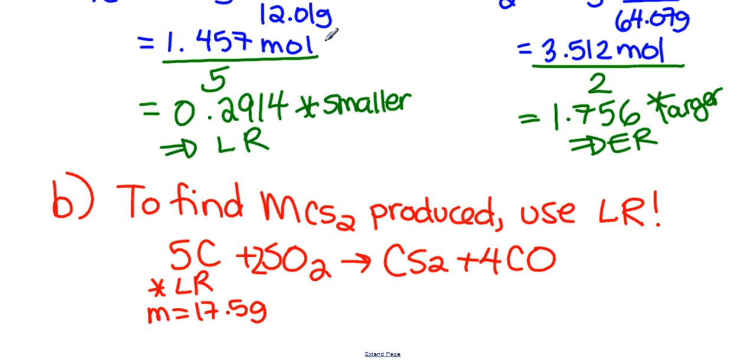Which number do we use? Use the one before you divide. We don't want to use the 1 divided by 5 here. We want to just use this one here. Okay? So we're going to use that 1.457 moles.